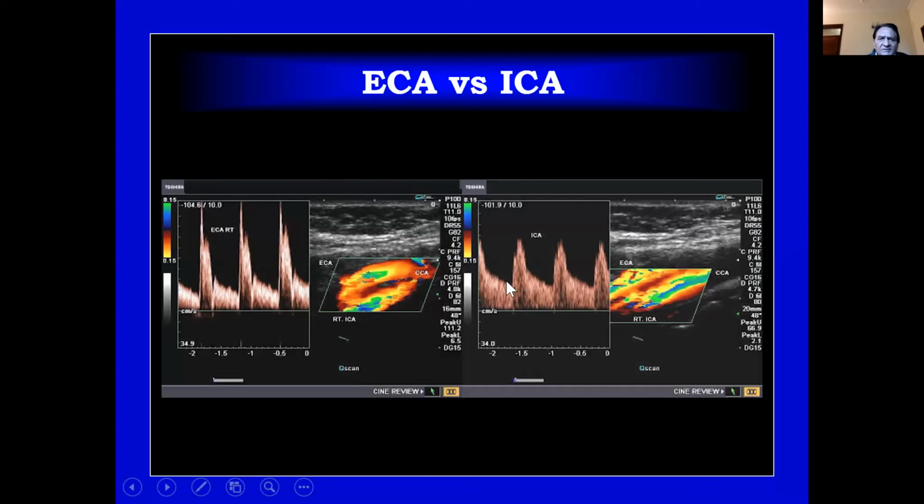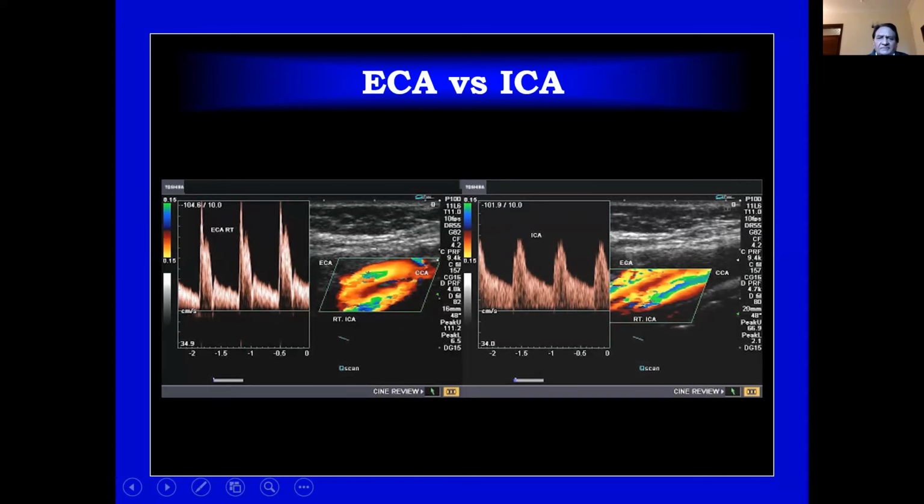Otherwise, if you are experienced, you can see simply the spectrum of this one is not as sharp a peak. There's more diastolic flow. Here there's a sharp peak in the ICA and less diastolic flow. Sometimes maybe very little flow, or sometimes maybe reversal also.